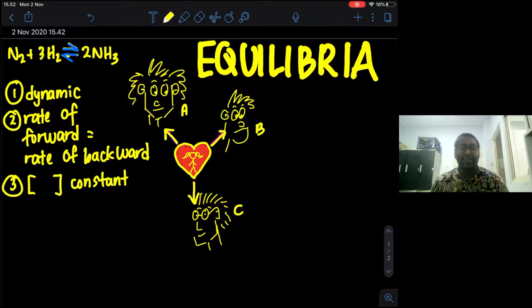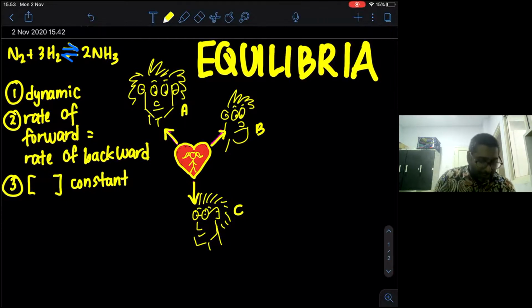They don't change. They are still reacting, and since the rate of the forward and backward reaction is the same, the concentration remains constant. Let's try to apply this to the chemical equation over there. For example, the concentration of nitrogen, the concentration of hydrogen, the concentration of ammonia are going to be constant. They don't change once they reach equilibrium.